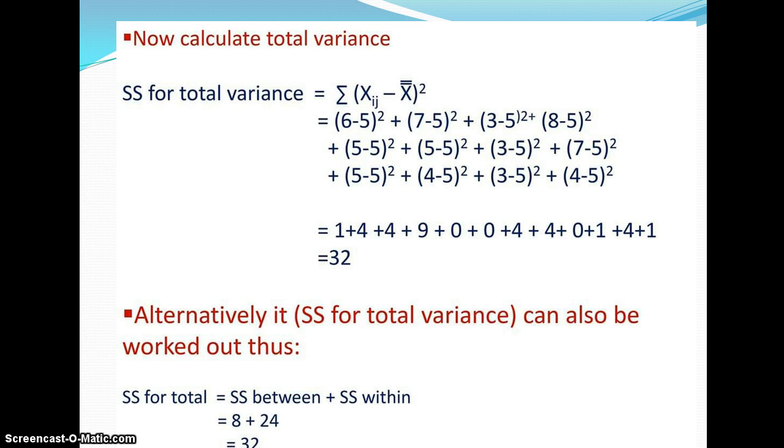Or alternately, we can check the value of SS for the total variance by using this formula. Sum of square for the total is equal to sum of square between plus sum of square within. You already calculated 8 and 24. This becomes 32. You can cross check and verify this. By using this formula, alternatively, we also verify, again the value becomes 32.